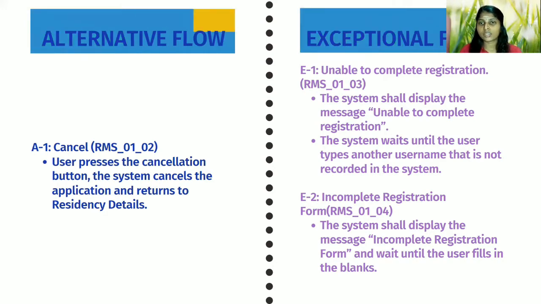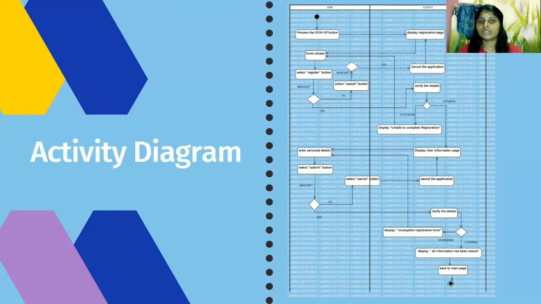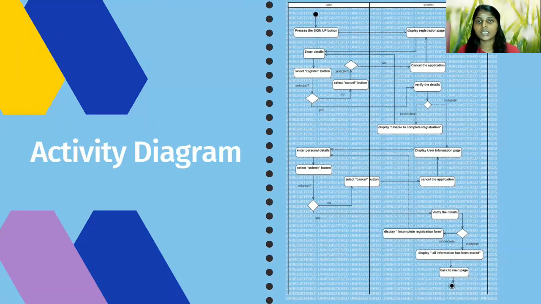My exceptional flow 2 is incomplete registration form. The system should display the message incomplete registration form and wait until the user fills in the blanks. So this is my activity diagram for requirement 1. First, the user will click the sign up button, and then the system will display the registration page.